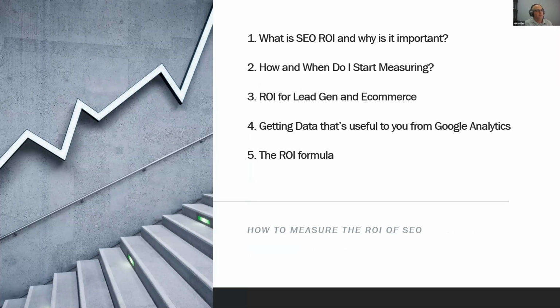Number 4 is getting data that's useful to you from Google Analytics. We're just going to take a look at the high level of the organic search. That can pretty much define most of your SEO efforts, but going back to Tom's presentation, the cleaner it is, the way better it's going to be. So definitely take a look and see where some of the traffic's coming from. And then number 5, my favorite part as a numbers guy, is the ROI formula.